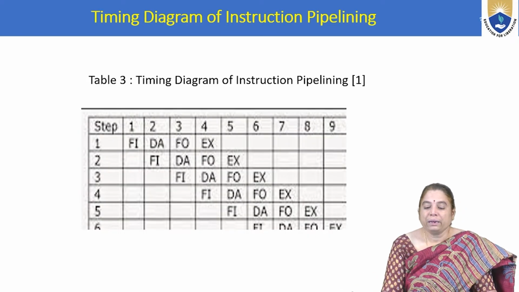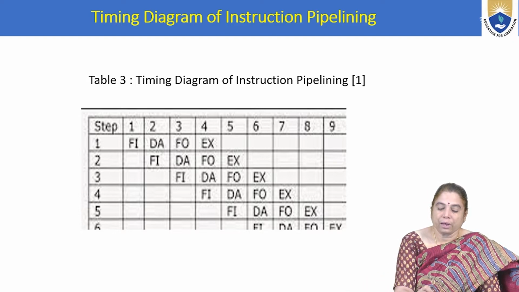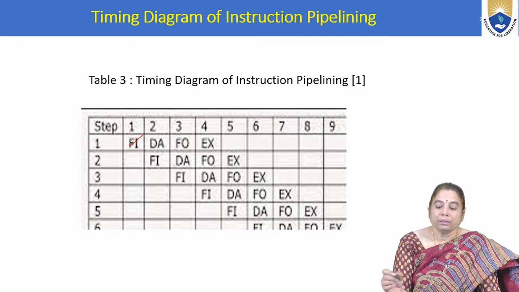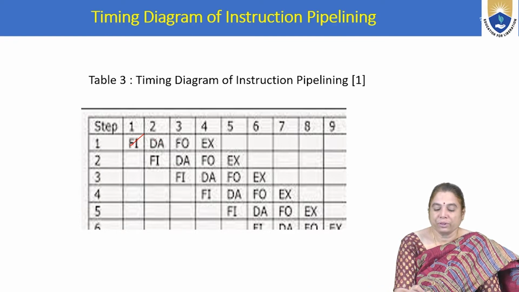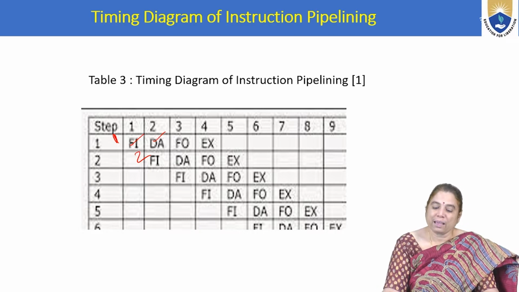So what is the timing diagram of instruction pipeline? During the first clock step, the fetch of the instruction can be carried out. During the second clock tick, the first instruction can be moved to the second segment so that the decoding operation can be performed. At the same time, the second instruction is fetched in parallel and moved to segment 1.